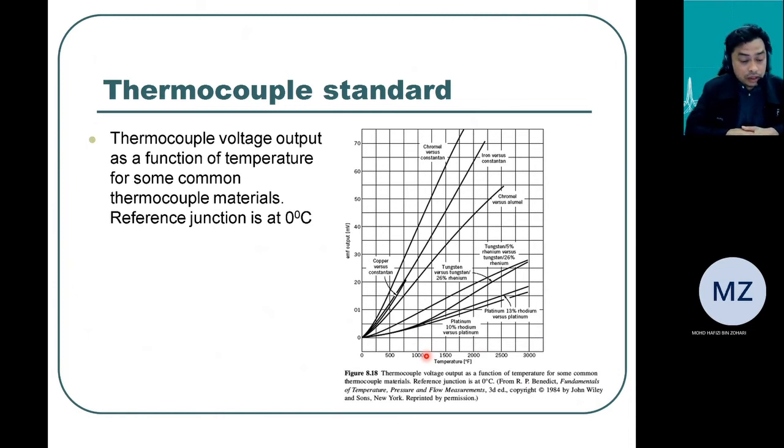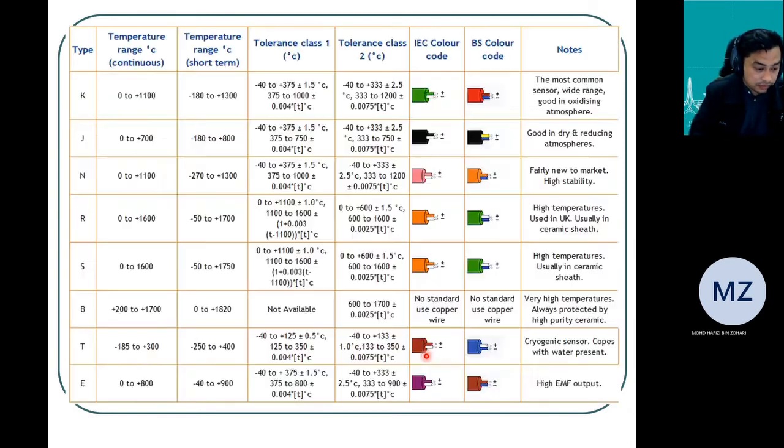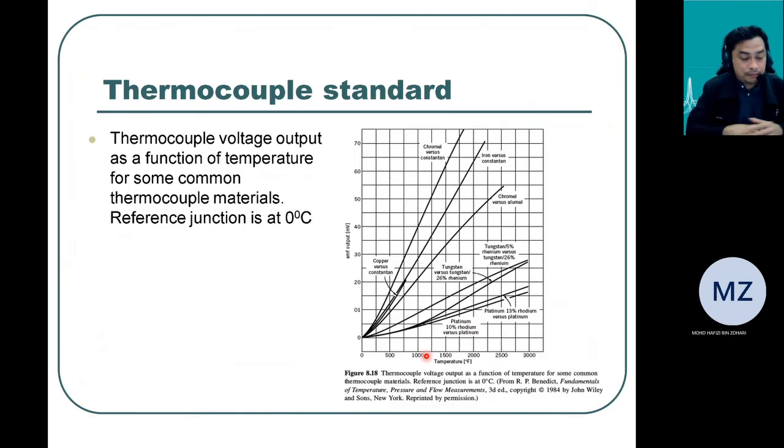If you look at the thermocouple, we have many types. For example, the first one, chromium versus constantan. I think it's a type K, I think. If I look at it, no, it's actually a type E. If you look at here, it's chromium versus constantan, type E. I think this one is type J. You can refer back to this slide. So each type has a different slope, so different sensitivity.